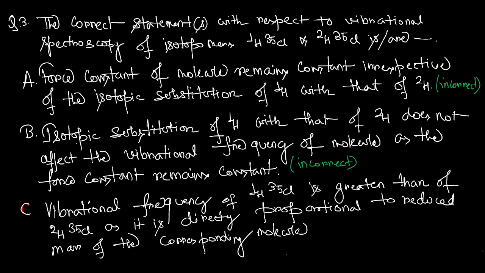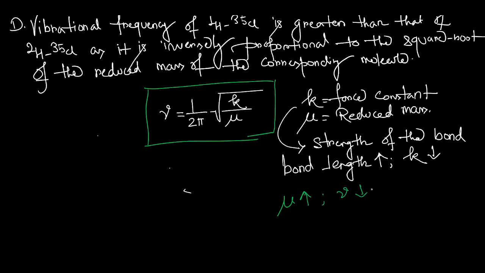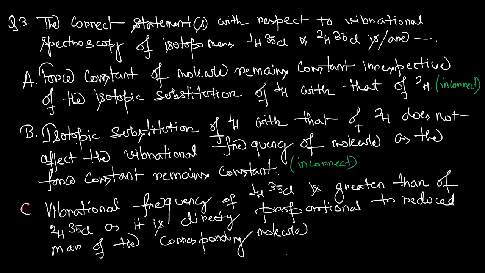And not only that, from 1H35Cl to 2H35Cl there is a change of reduced mass, and it can be easily seen that the vibrational frequency is also inversely proportional to the root of the reduced mass. If the reduced mass is changing, then your vibrational frequency will also change, and the relationship is something like this. Okay, so therefore with this the option B is incorrect.